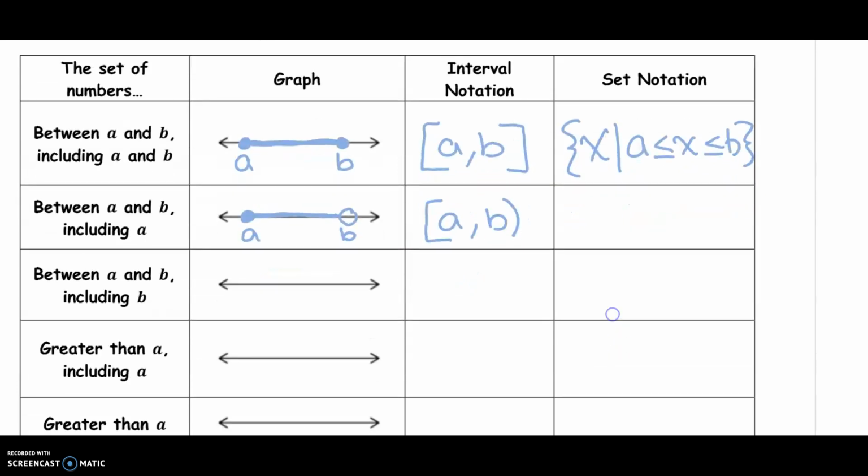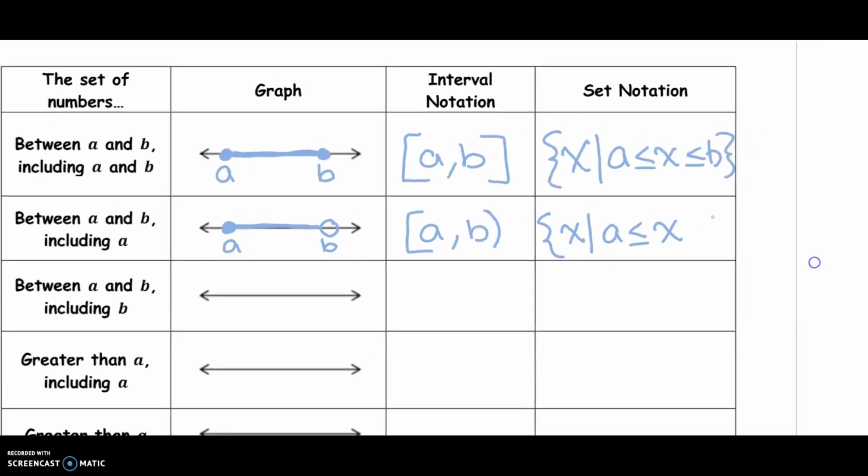For set notation, again, we start with x. So the set of all values of x such that it's going to look very similar to the one before. Okay, A is less than or equal to x, but this time we're not including B, so we're just going to put less than B.